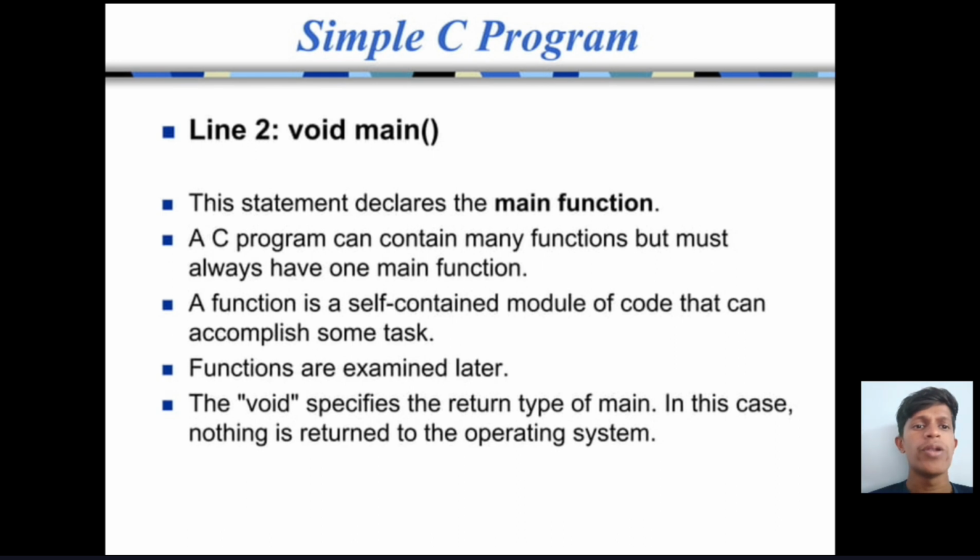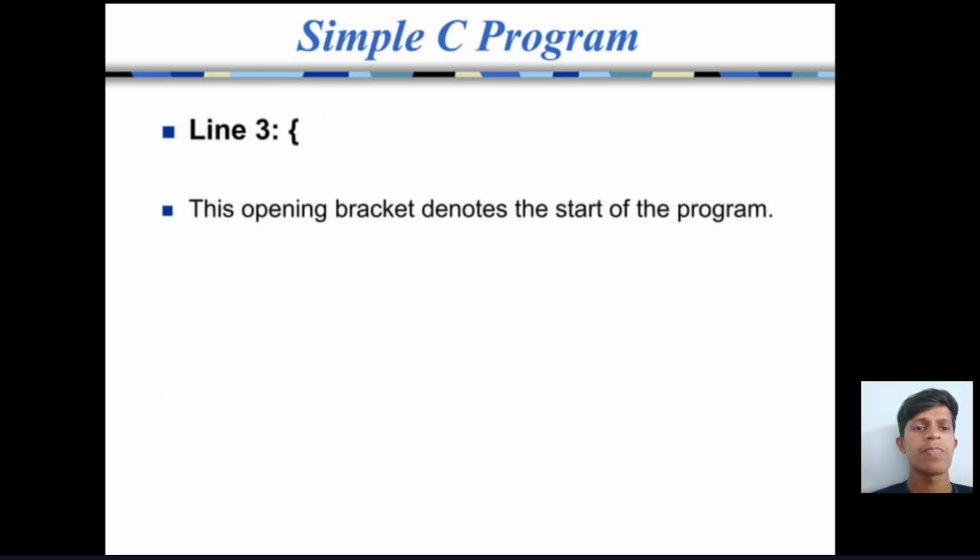Line 2, void main. The statement declares the main function. A C program can contain many functions but must always have one main function. A function is a self-contained module of code that can accomplish some task. Functions are examined later. The void specifies the return type of main. In this case, nothing is returned to the operating system. Third line, open bracket. The opening bracket denotes the start of the program.